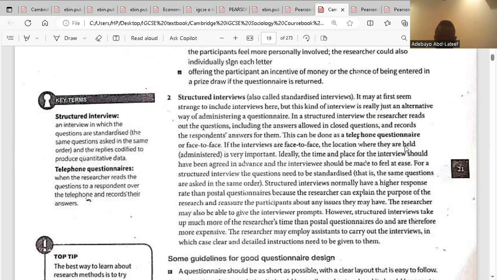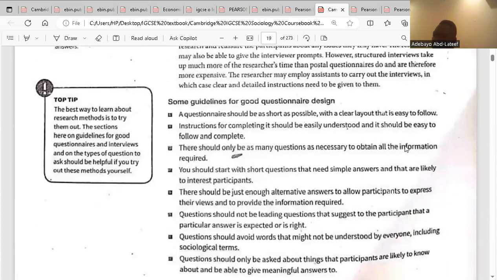Number one, a good questionnaire must be as short as possible. It must not be so long that it discourages participants from answering. Guidelines for a good questionnaire. Number one, a good questionnaire must be as short as possible. That means the questions you are submitting or the questions you've put together must not be so long that they will discourage participants from answering. That's the first one.